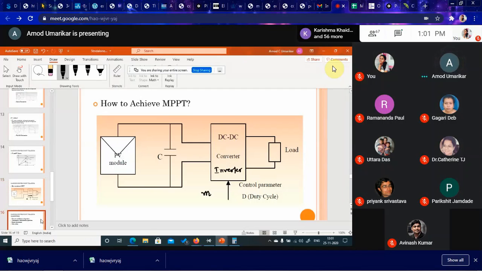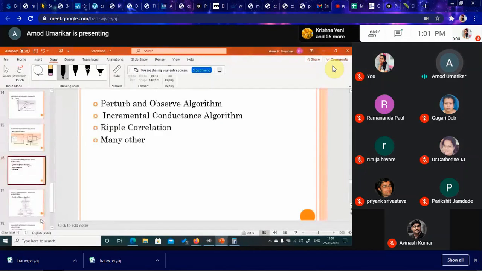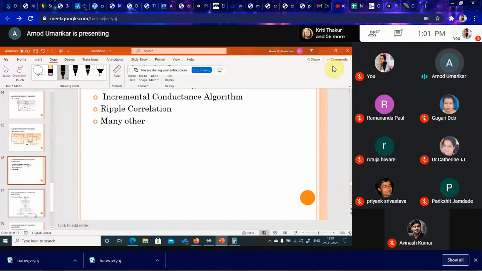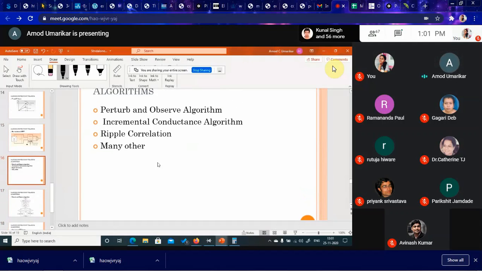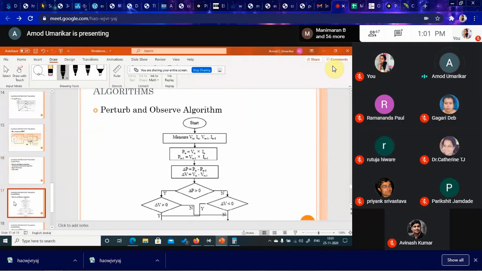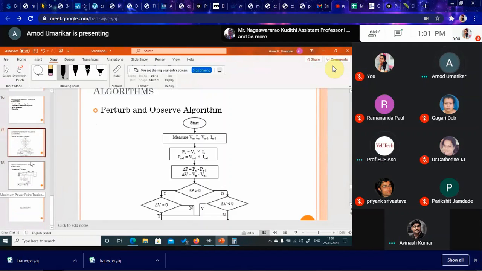There are multiple algorithms for this. You must know about them, so I will not discuss them. Perturb and observe, incremental conductance, ripple correlation, and many other algorithms. You know about these, right? Yes, sir, we know. So I will not go into it. We will now go to the interesting part, which is simulation.